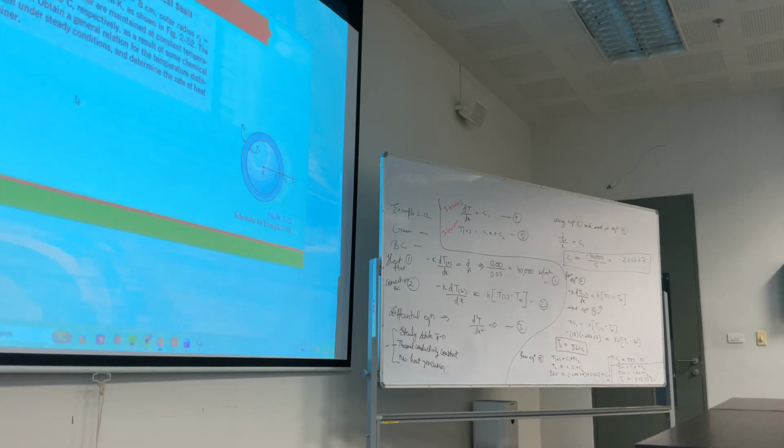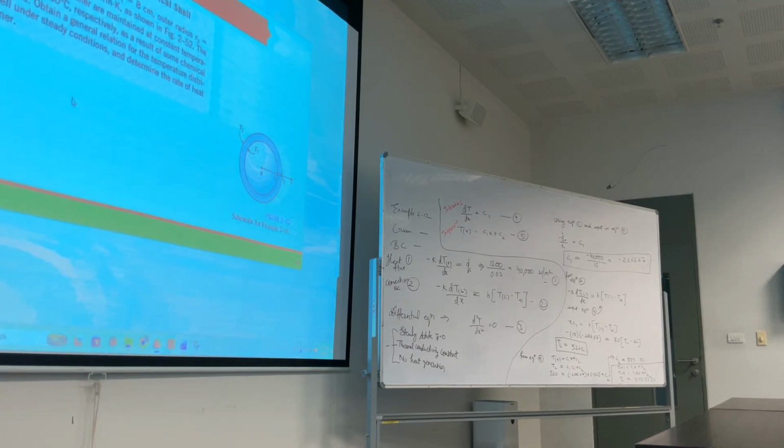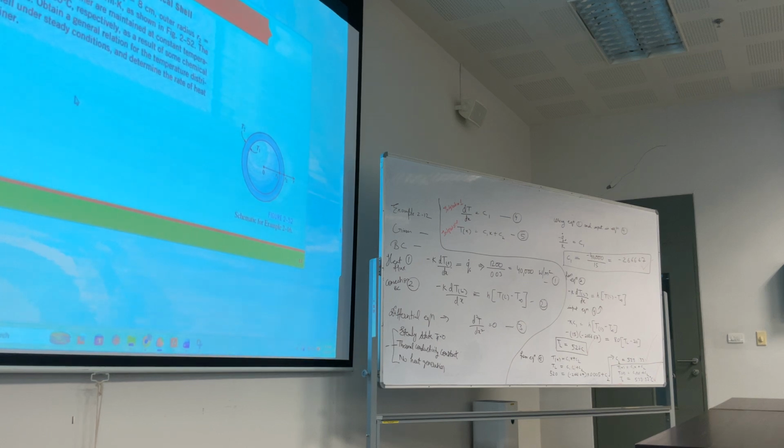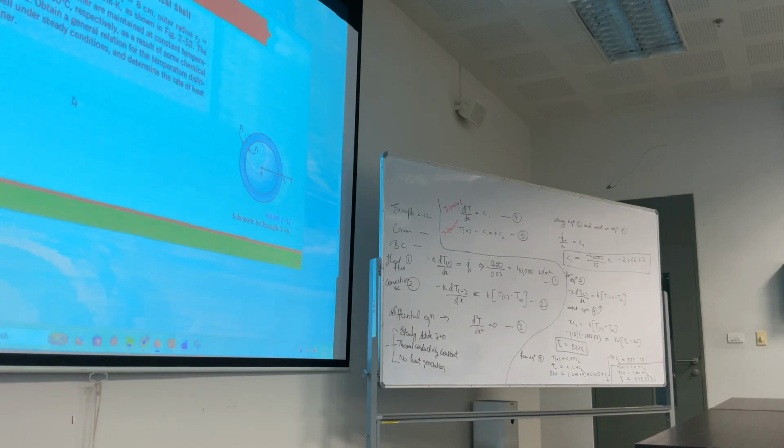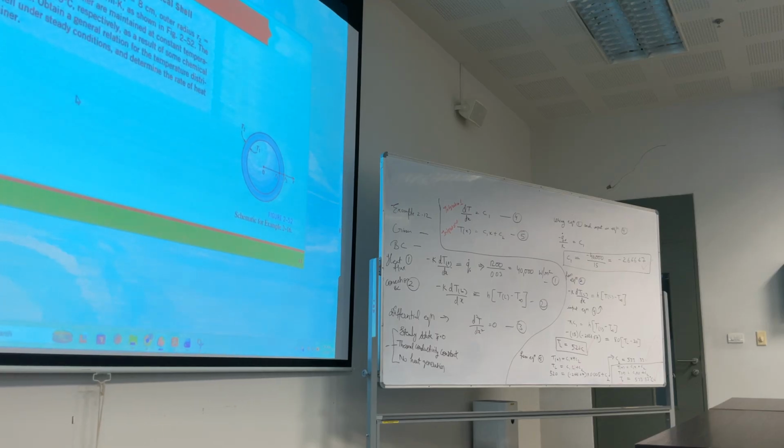What is the difference between upper Q and small q? This Q is heat transfer rate. This small q is heat transfer rate divided by area, which is heat flux. If you divide this by A, the area, you get this. Understand? You have to divide this by area. This is heat transfer rate, and if you divide it by area, you will get heat flux.